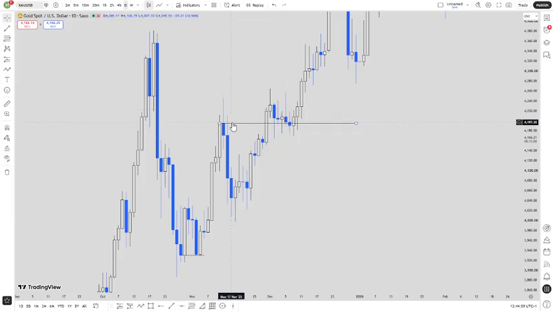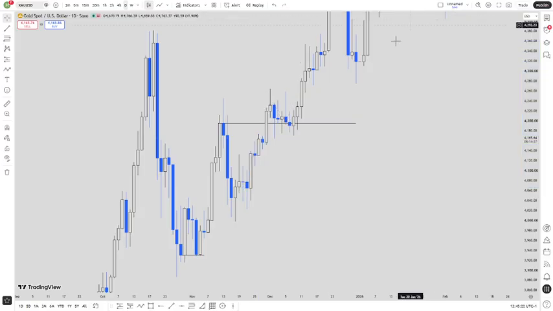So this is what? A resistance. Okay, this is a resistance. Are you there? And then price broke out of that resistance, came back to test that resistance level and used it as a support to push itself to the upside. So what just happened here? Price created a higher high, higher low, broke out of it, retested the level and then continued to the upside.